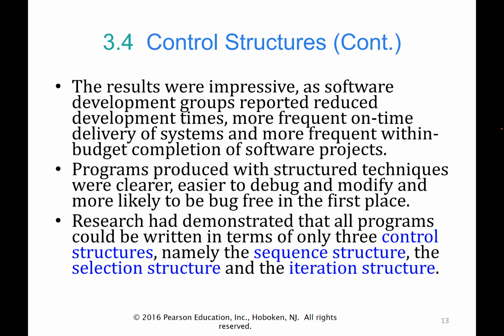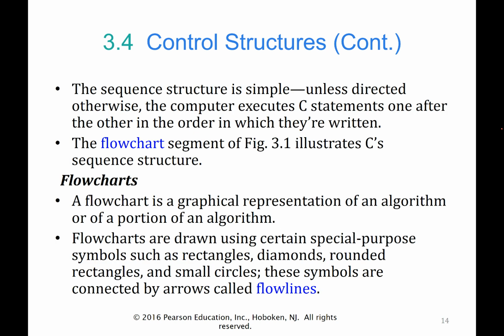So this whole section talks about how the results were impressive, with reduced development times. When we got rid of the go-tos, we got to the point where we didn't need to debug spaghetti code anymore. We tried to get rid of the mess soup type of code that just kind of went wherever it wanted to go and did whatever. And a lot of the early languages kind of forced the go-tos, especially the early assembly languages. So the flow chart was introduced.